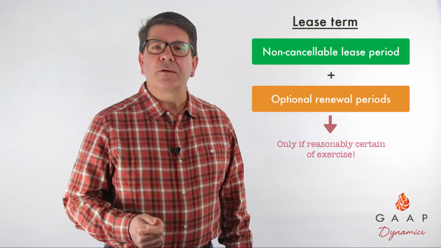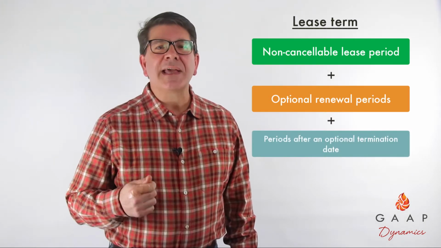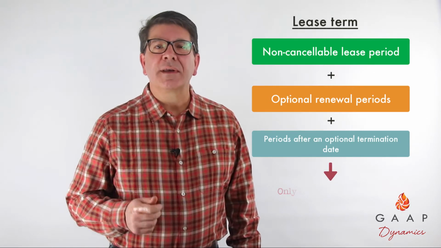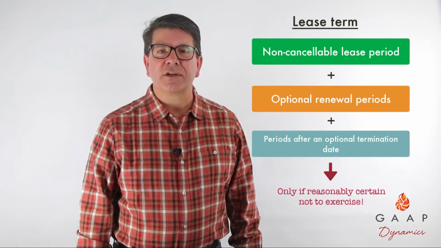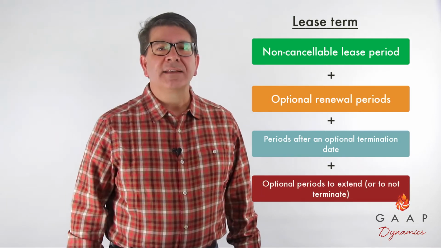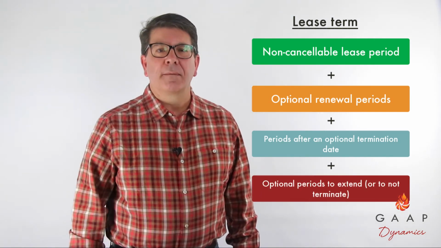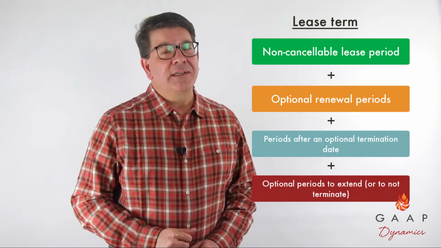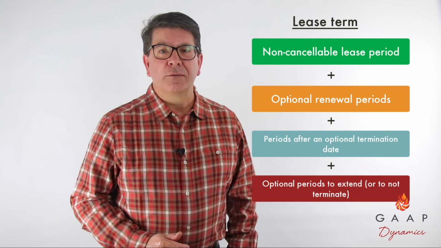We also need to consider a few things: periods after an optional termination, if the lessee is reasonably certain not to exercise the termination option, and any periods to extend or to not terminate the lease controlled by the lessor. When we consider all of these periods, we'll arrive at the lease term under ASC 842.